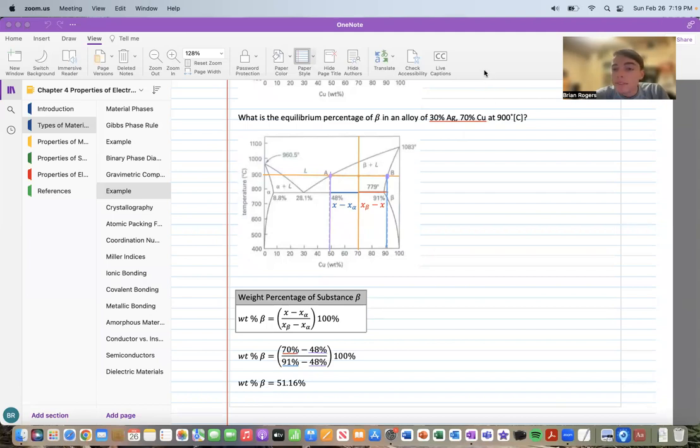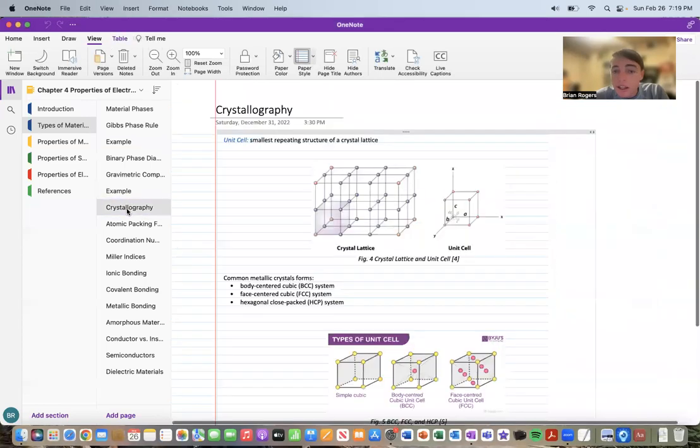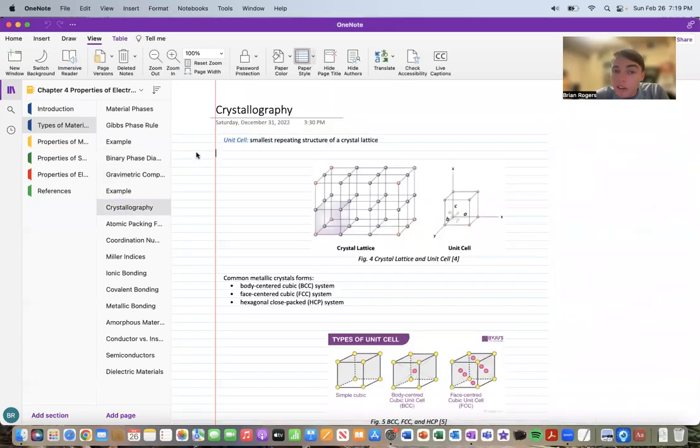And so that's when we're working with specifically these binary phase diagrams, how to interpret them. Now that we talked about that, we're going to look into crystallography. And so crystallography, what it refers to is crystal lattices. And so you can think of like the shapes in crystals. The shapes of crystals, so crystal lattices. And so what I like to talk about here is the unit cell.